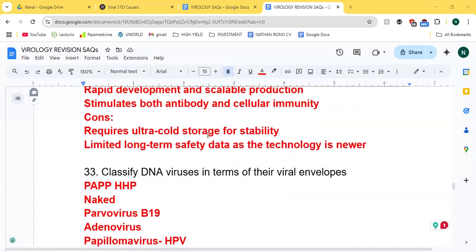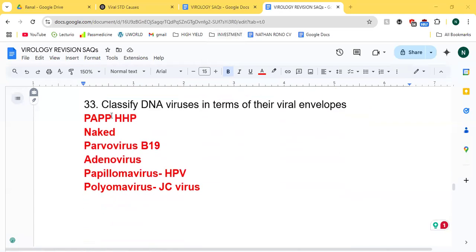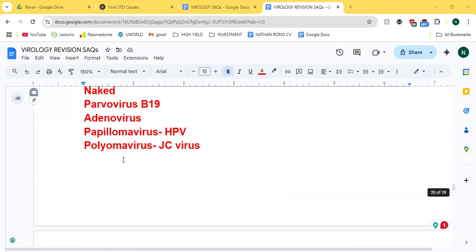Okay. My formula is PAP HPP. PAP HPP. That's how I used to remember them. There's a reason I put it like this. So the naked ones are the PAP, then HHP is the enveloped.